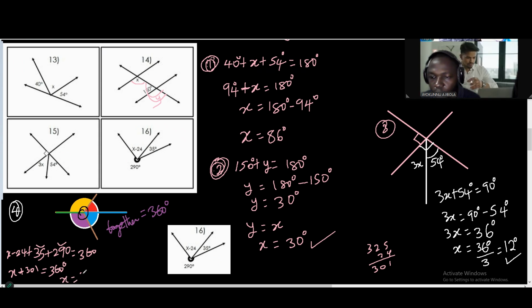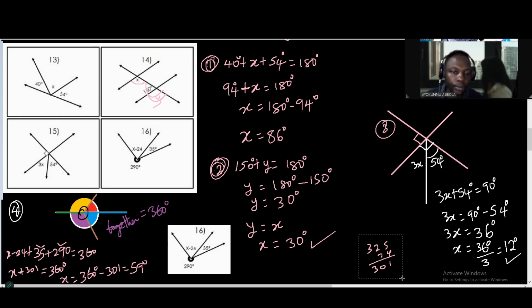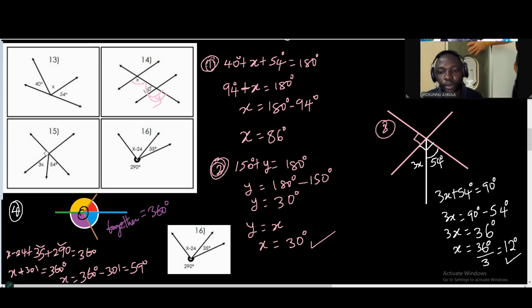So x will be 360 minus 301, and that will be what? So x will be 59 degrees. Is that clear to you? Yes. So I'm going to give you some time to write this down.